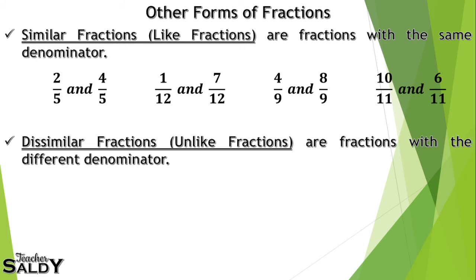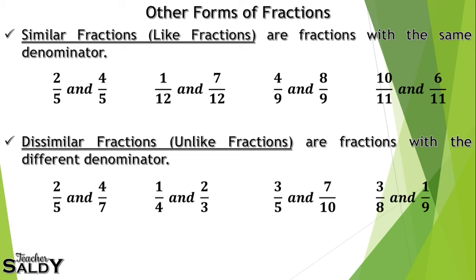And then the next one is what we call dissimilar fractions, or in other references, unlike fractions. These are the fractions with different denominators. They do not have the same denominator. So 2 over 5 and 4 over 7. 1/4 and 2/3. 3 over 5 and 7 over 10. 3 over 8 and 1 over 9. So these are what we call dissimilar fractions because they have different denominators.